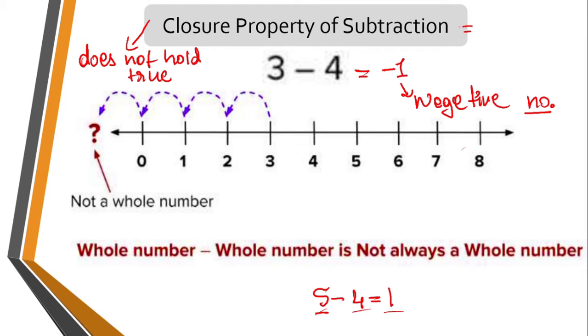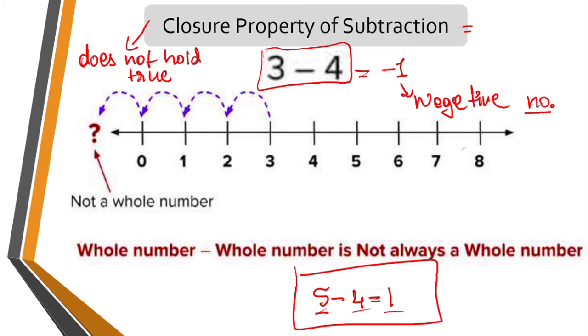If it doesn't work in even one case, we should say that closure property does not hold true for subtraction. You can see in this case it is working, but 3 minus 4 is a negative number. The answer will be a negative number, so it's not working in this case. So we can say closure property does not hold true for subtraction.